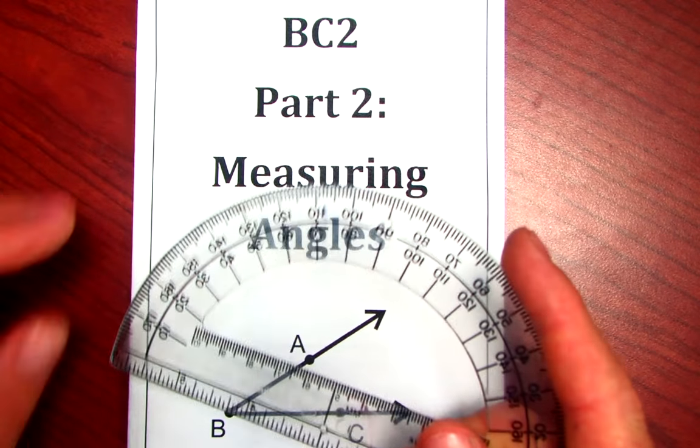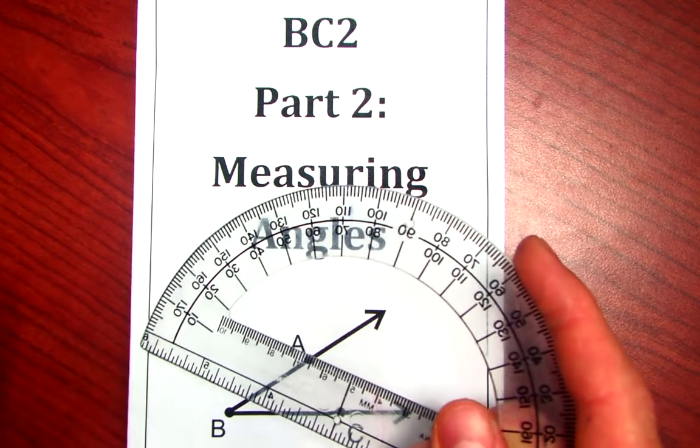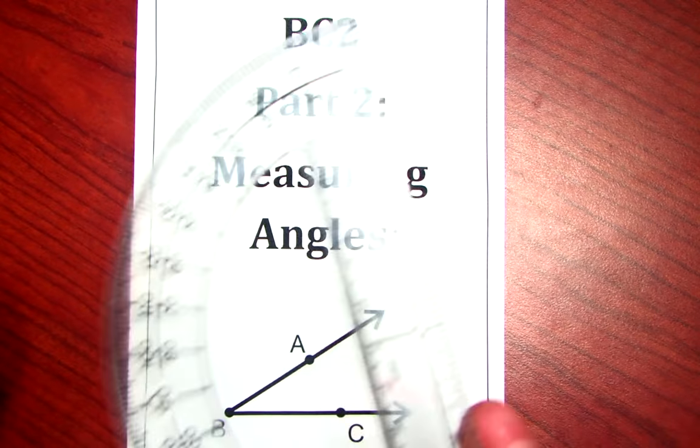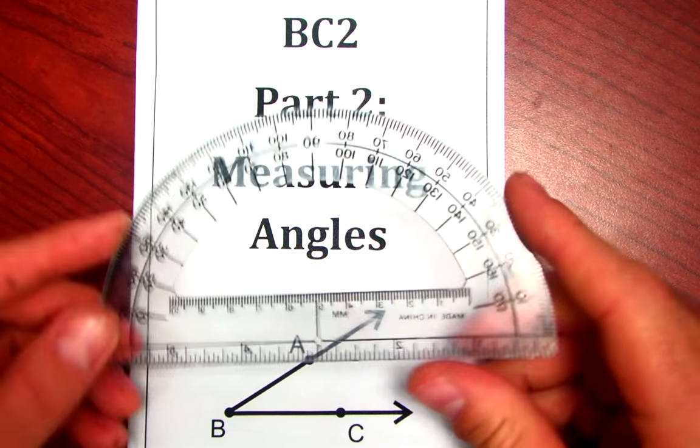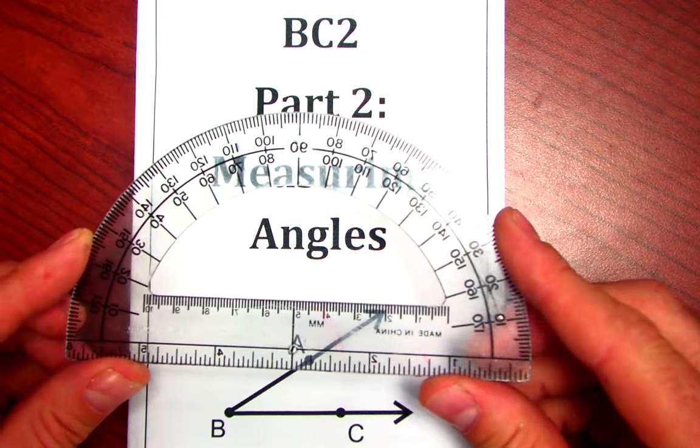All right, so here we are in BC2 Part 2, measuring angles. And this time you're going to need a protractor. If you don't have a protractor, you can do this in class when you come back to class.